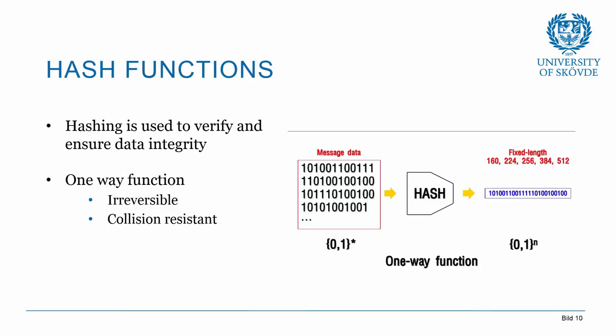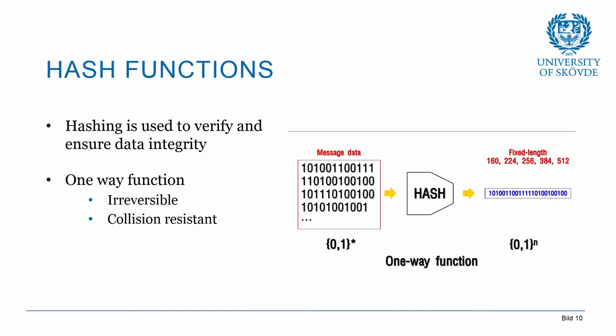So let's go into hash functions. I'm going to try to speed up or this lecture will be very long. So hashes are used to verify and ensure data integrity, and they are one-way functions, meaning that you take some arbitrary size data, you push it through a one-way function, and it produces a fixed length output. So that's the idea with a hash function.